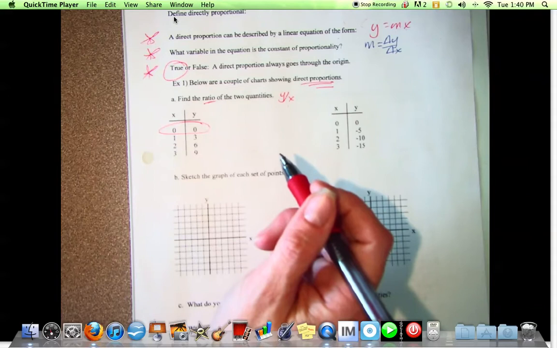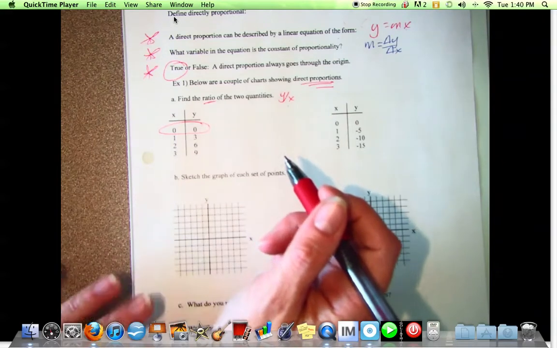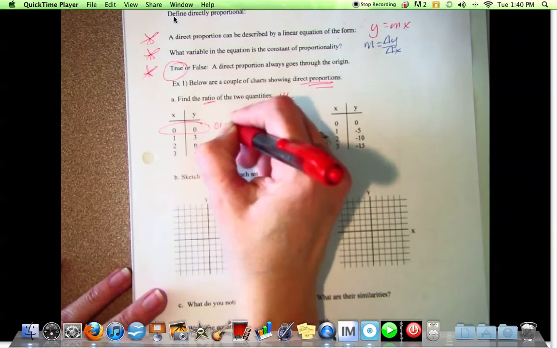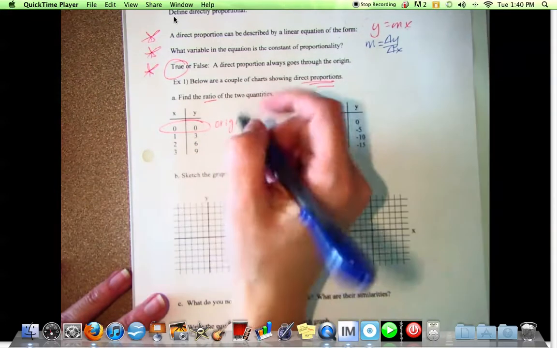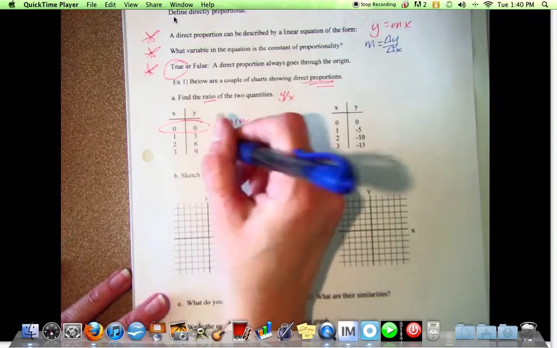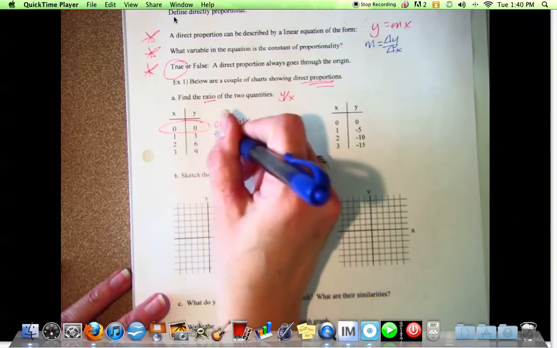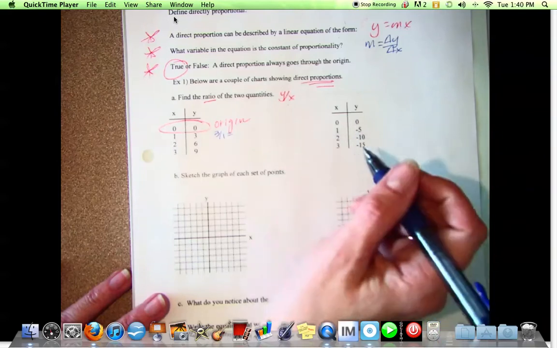Why is there an error? Because you divide by 0. You can't divide by 0. So what we're looking for when we see 0, 0 is that it's going through the origin. We're not going to divide it. Then with the rest of the points, we're going to take the y and divide it by the x to find our ratio, or our constant of proportionality.